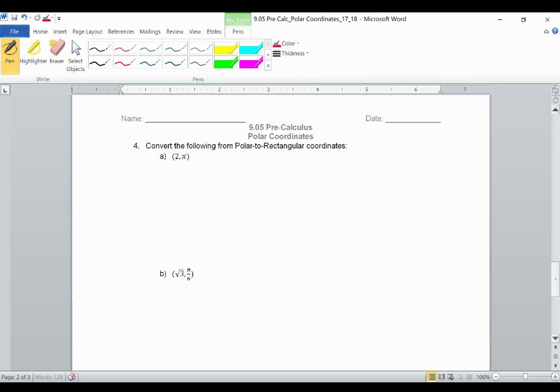Let's do a couple practice. Number 4a, convert the following from polar to rectangular. So go back up and look, okay, if I'm going from polar to rectangular, that means I know r and theta, and I want to get to x and y.